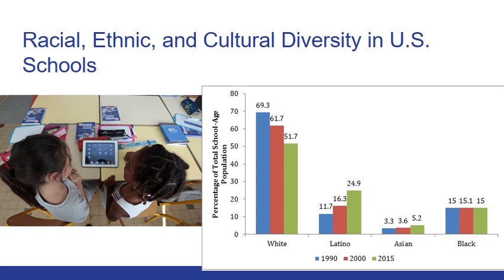Now let's talk about racial, ethnic, and cultural diversity in U.S. schools. If you look on the graphic on the right, you can see that the percentage of school-age students in the United States are becoming much more diverse, especially since the years 1990. Nearly half of all students in public schools are students of color. They're either Latino, Asian, or African American. This slide unfortunately doesn't show the Native American population, but they are also significant as well. I believe they're about 3% of the student population.